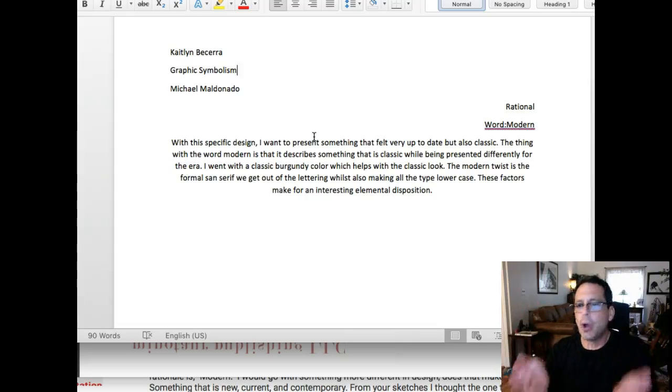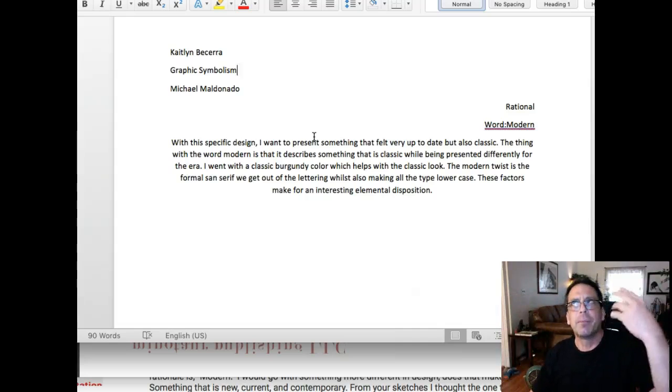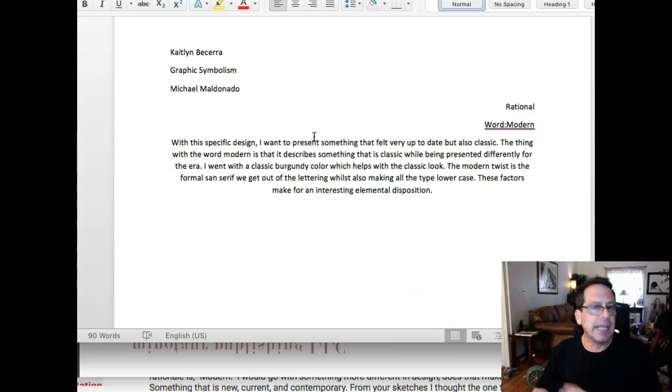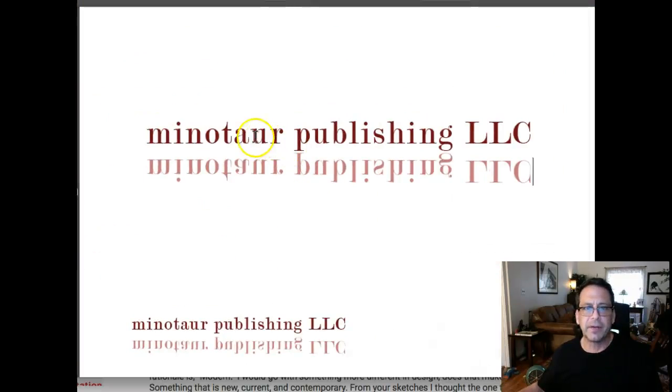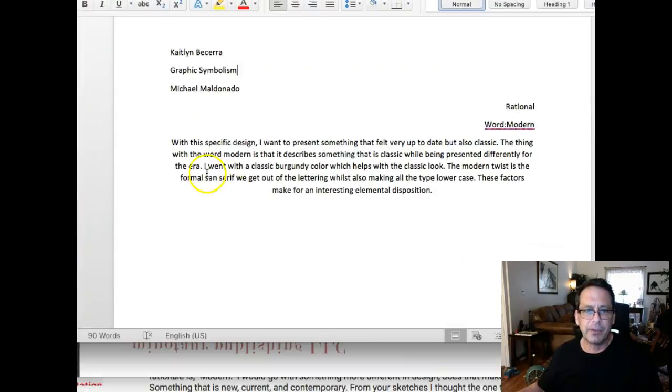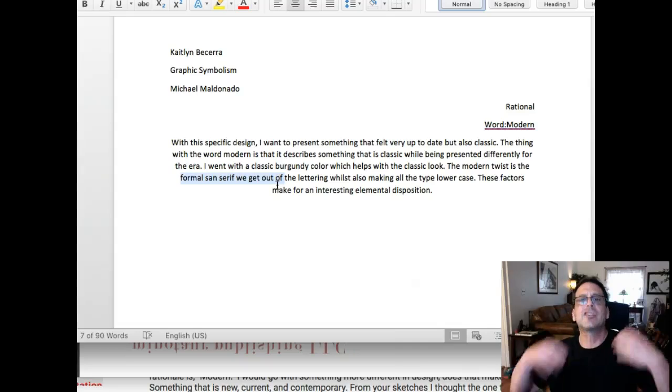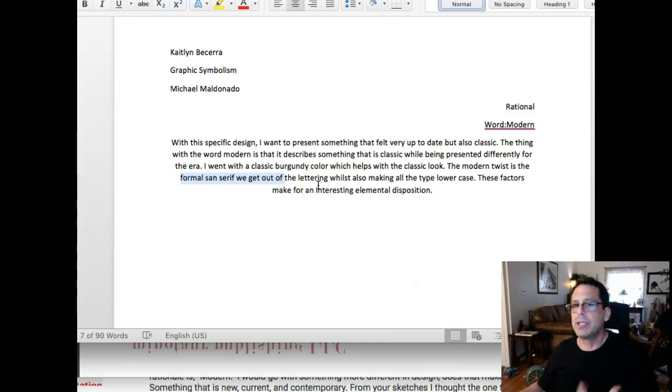Okay, the two don't coincide because a formal sans serif always points more to traditional, a traditional visual posture, and that's the nature of serif typefaces. The modern twist is the formal sans serif. We get out the lettering whilst also making it a type lowercase. So this is not sans serif. This is a serif typeface. So I'm not real sure, I'm a little confused at that right there. Using a serif typeface indicates tradition, okay? Typically, if you want something to look more contemporary, you would use a sans serif typeface.